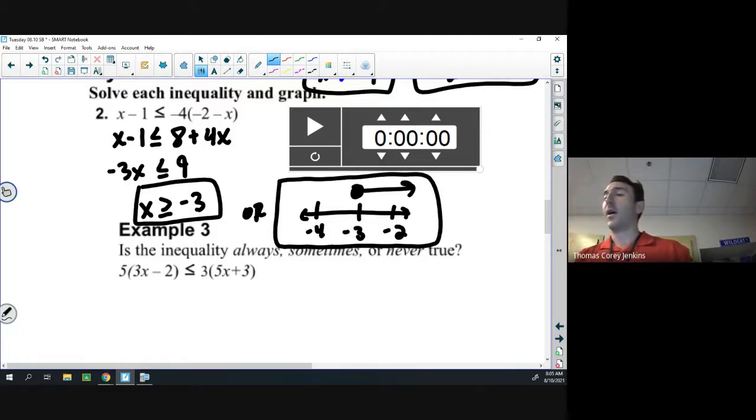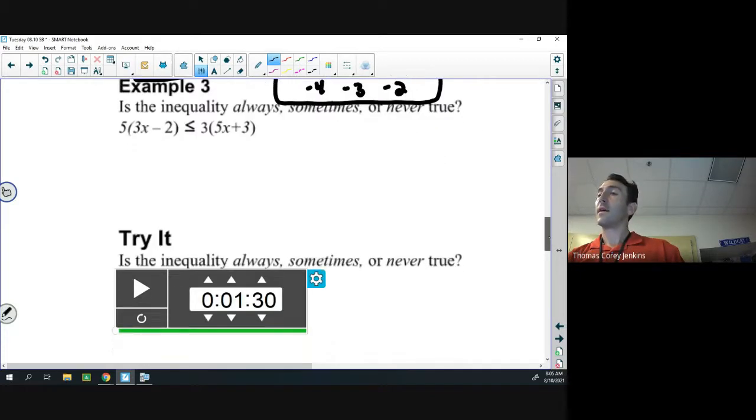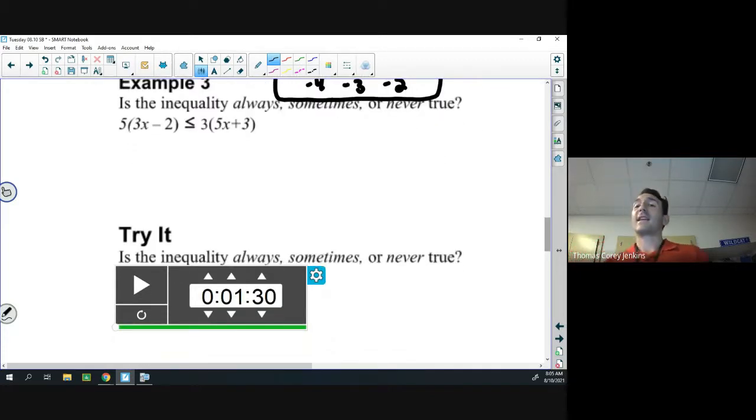All right, so like I kind of talked about, every example we've done so far has had infinitely many solutions, right? But sometimes, just like on an equation, you can have the whole number line be the solution set, or it's always true, or it can be never true.